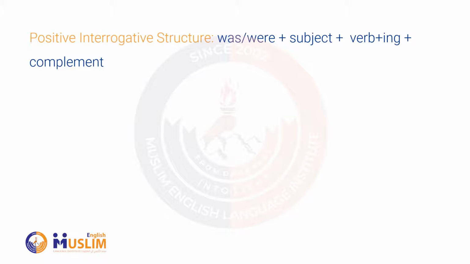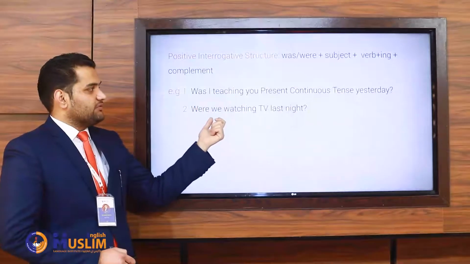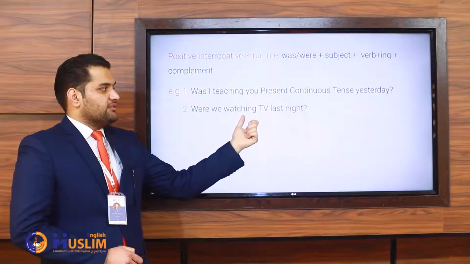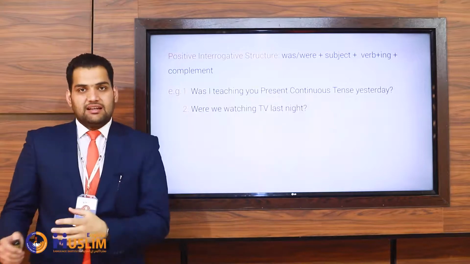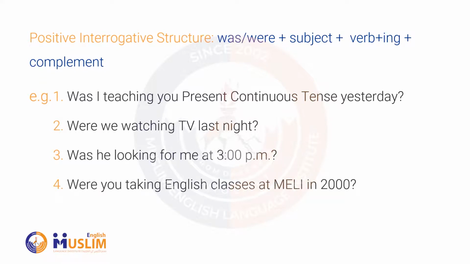Let's talk about the positive interrogative structure, which is was or were plus subject, and then we use verb ing plus the complement. And don't forget a question mark at the end. For example, was I teaching you present continuous tense yesterday? Were we watching TV last night? So, were is the helping verb, we is the subject, watching, verb ing, TV last night is the complement. Was he looking for me at 3 p.m.? Were you taking English classes at Melly in 2000?